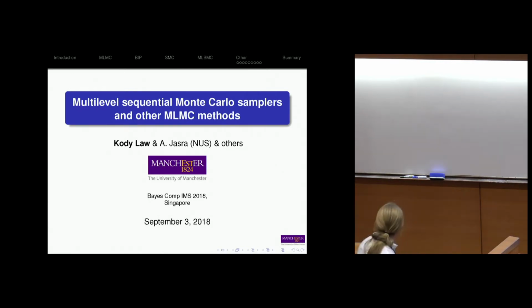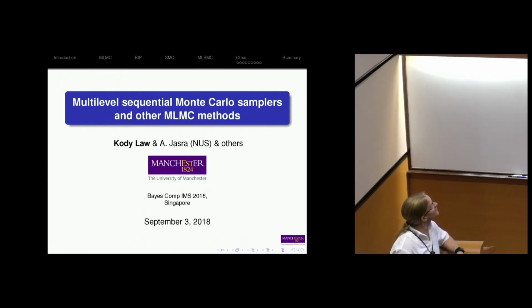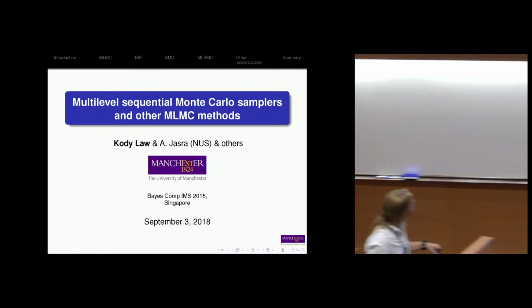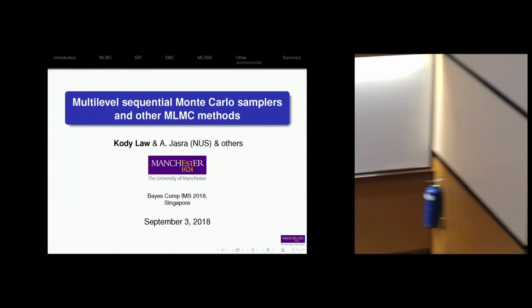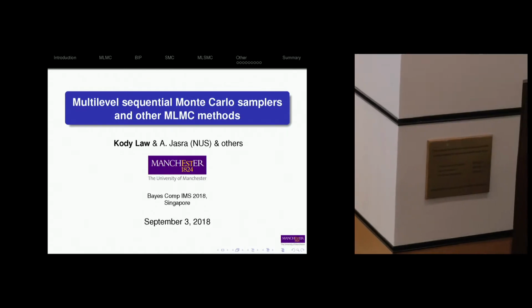So yeah, we've been working a lot recently with AJ, and also AJ and I have been working independently on various multi-level Monte Carlo methods in an inference context. There hasn't been an enormous amount of work in this area, and a lot of what's been done has been done by us. And so in this talk, I'm going to tell you in a bit of detail about these multi-level sequential Monte Carlo samplers, which is the first example of these MLMC methods for inference that we did together with AJ. And then I'm going to survey various other methods that we've worked on together.